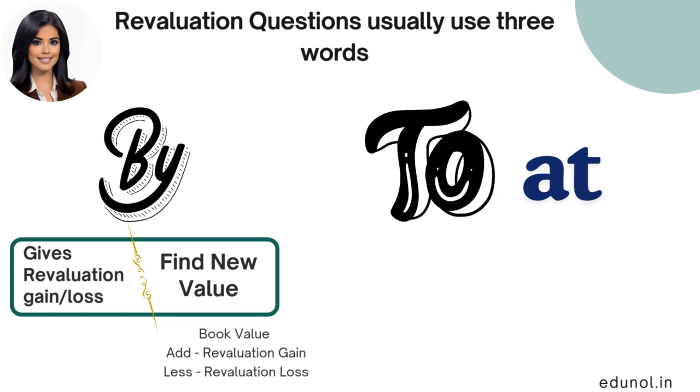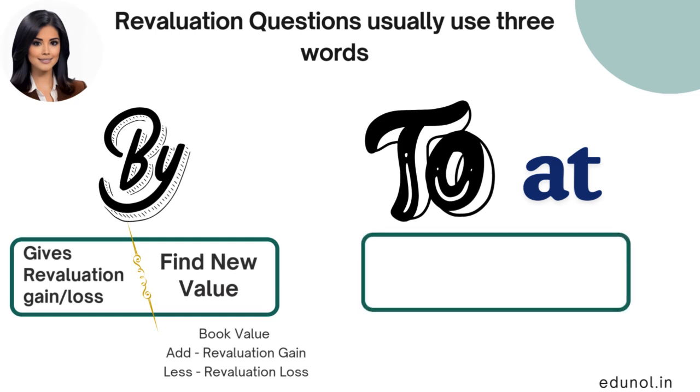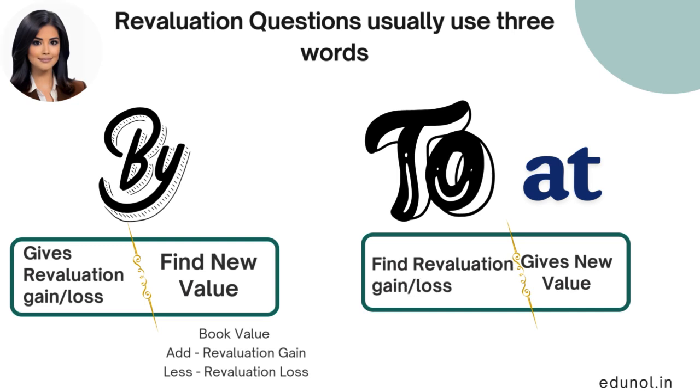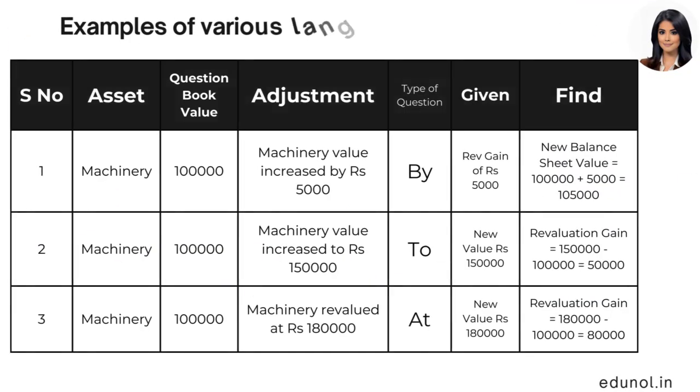If the language of the question gives either to or at, then it means the question has given the new value of the asset or liability. In such questions we will find the revaluation gain or loss by a formula. The formula is book value less new value. The accounting treatment in by, to, and at questions is the same. Let's take some examples to understand this better.